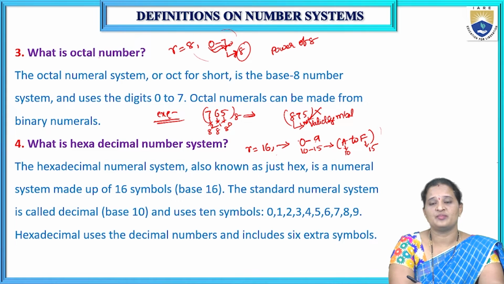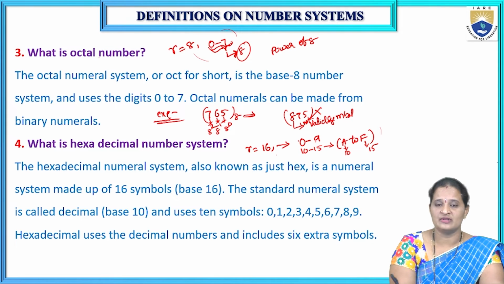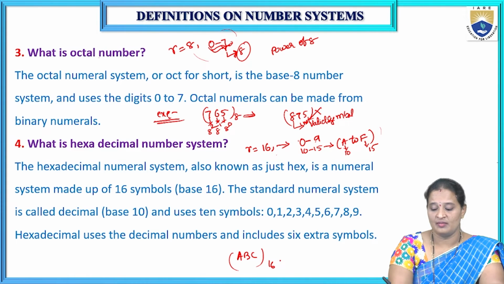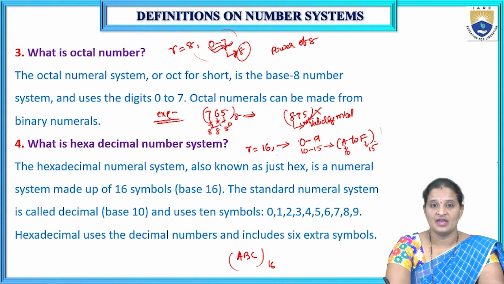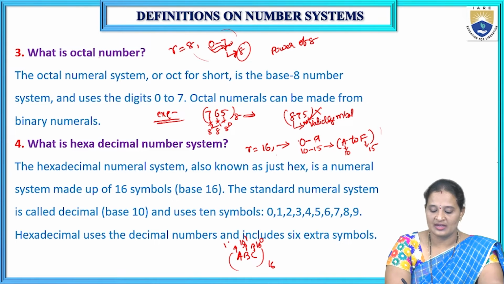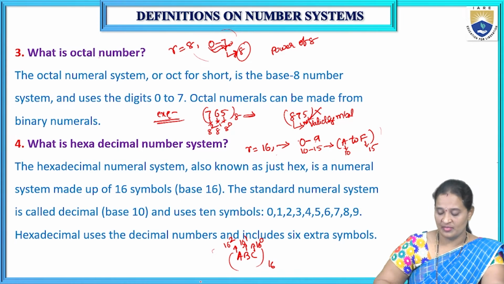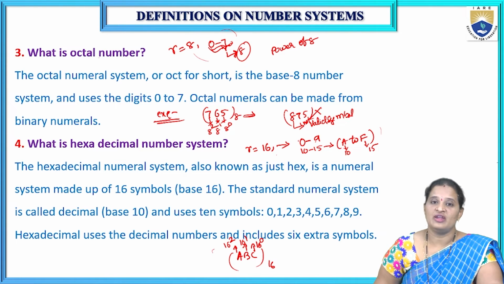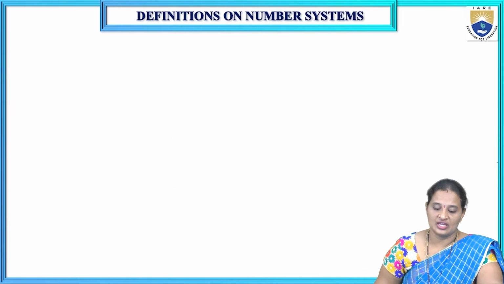So each digit in the hexadecimal number will have its positional weight as powers of 16. For example, A, B, C. This is my hexadecimal number because A, B, C are symbols of the hexadecimal number system. C's positional weight is 16 power 0, B's positional weight is 16 power 1, and A's positional weight is 16 power 2. So each digit in the hexadecimal number will have its own positional weight, which is in powers of 16.